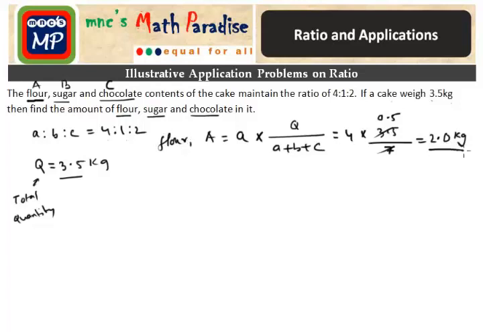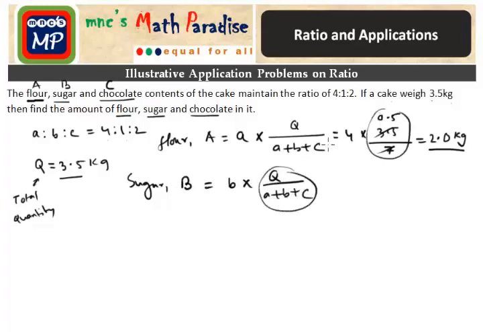will be 2 kilo. Similarly, sugar, that is B, will be B times Q divided by A plus B plus C. So this calculation will remain the same. Here B is 1, and this part we already saw will give us 0.5. We don't need to do this calculation again and again. So sugar is 0.5 kilo.